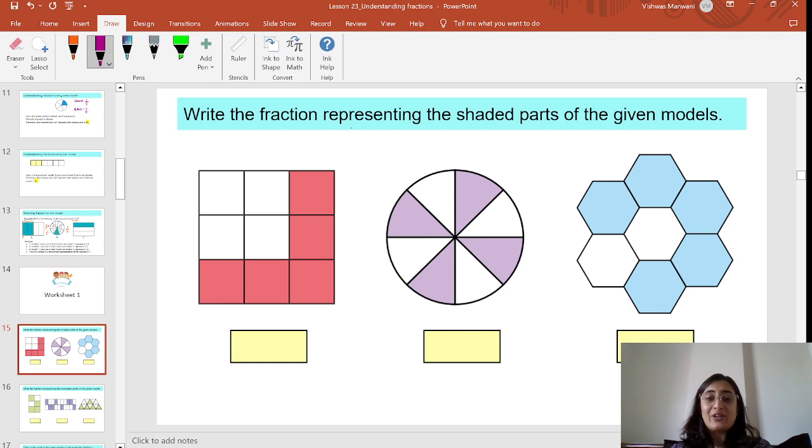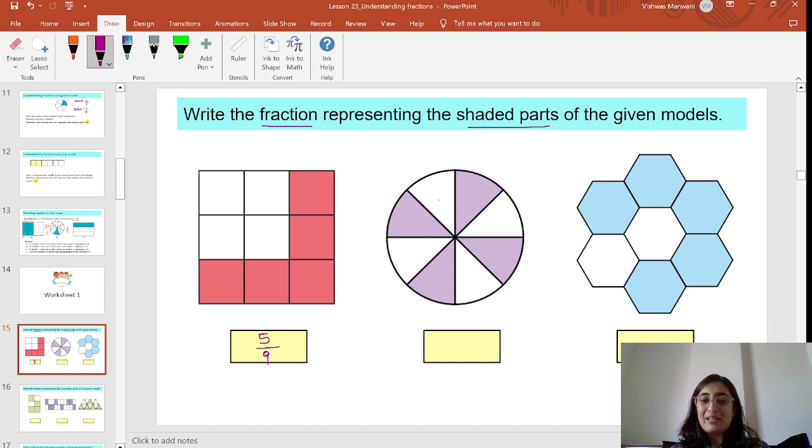Okay. So here we have to write the fraction representing the shaded parts. So again, let's come to the first figure. In this, the total number of parts are 3 into 3, which is 9. So my denominator becomes 9. And what is my shaded number of parts? 1, 2, 3, 4 and 5. So if I have to represent the shaded parts using a fraction, it will become 5 by 9.